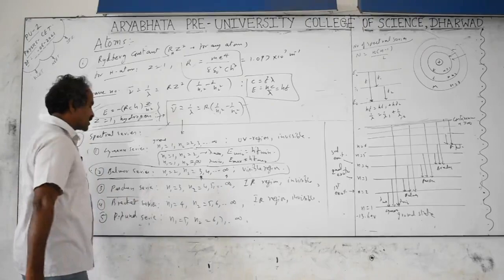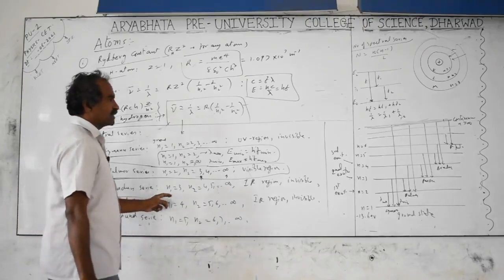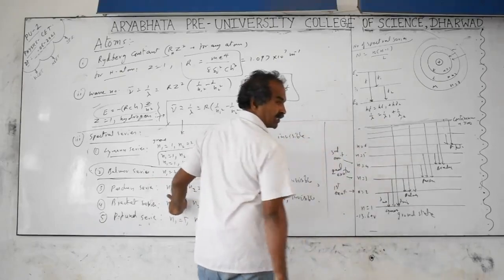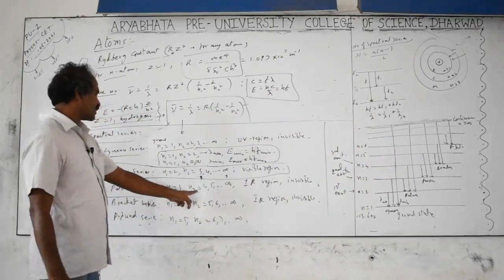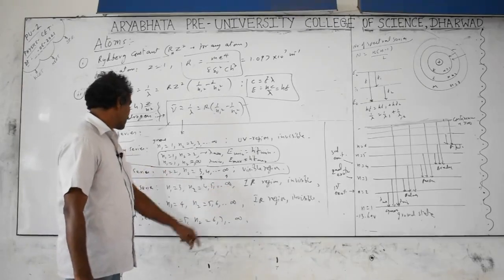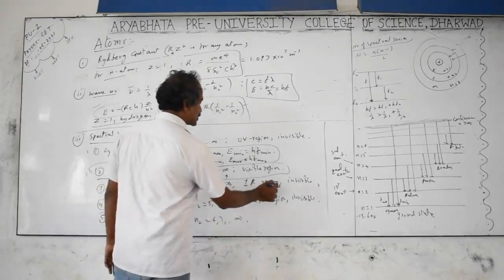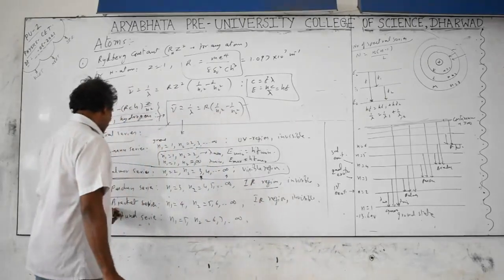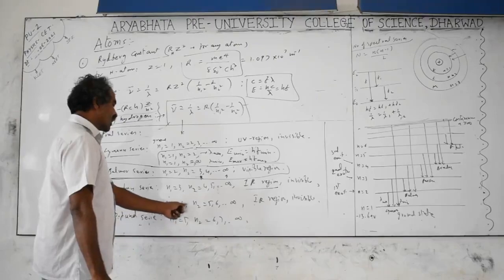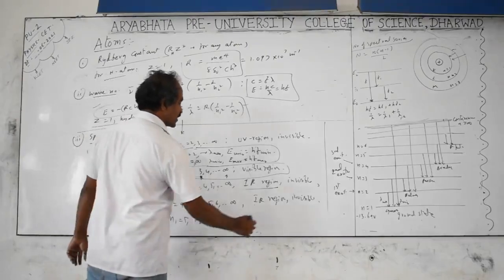Next is the Paschen series. For the Paschen series, n1 equal to 3, the electron jumps from a higher level to n equal to 3, and n2 equal to 4, 5 onward. This is the beginning of the series, and this is the end of the series. The Paschen series is in the infrared region, which is not visible to human eyes. Next is the Brackett series, where n1 equal to 4 and n2 equal to 5, 6 and onward, which is also in the infrared region.